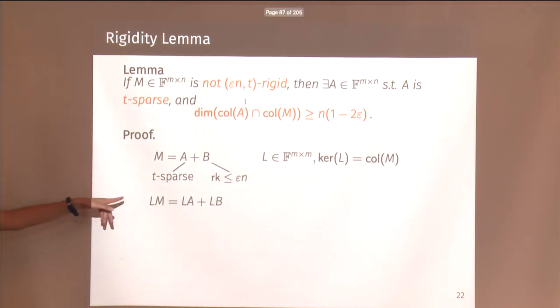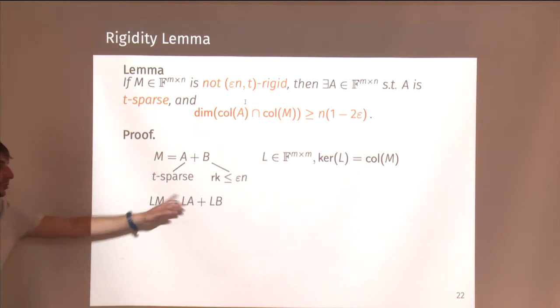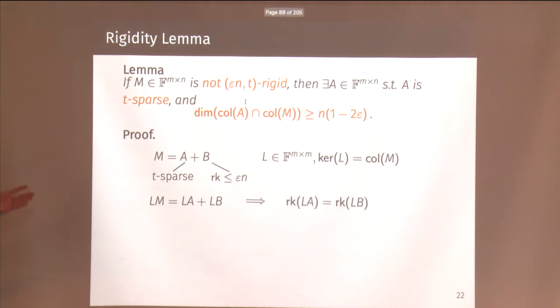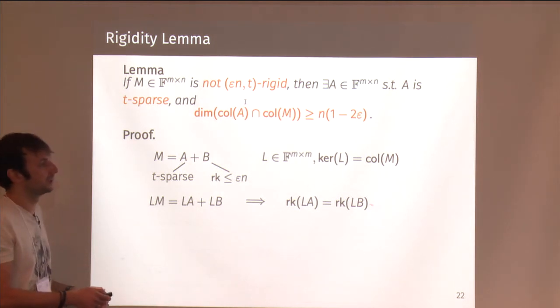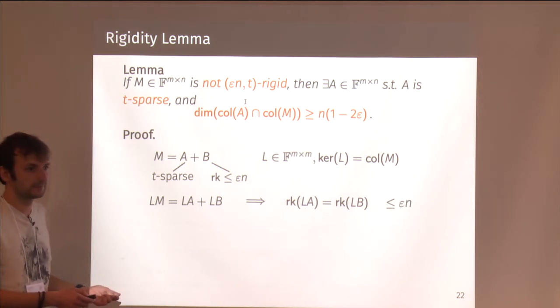I get Lm equals La plus Lb. But L was defined exactly in the way to kill M. Lm is 0. That's essentially the definition of L. So I have that La equals minus Lb, or in particular, the rank of La is the same as the rank of Lb. B was a low rank matrix, so Lb is definitely a low rank matrix.